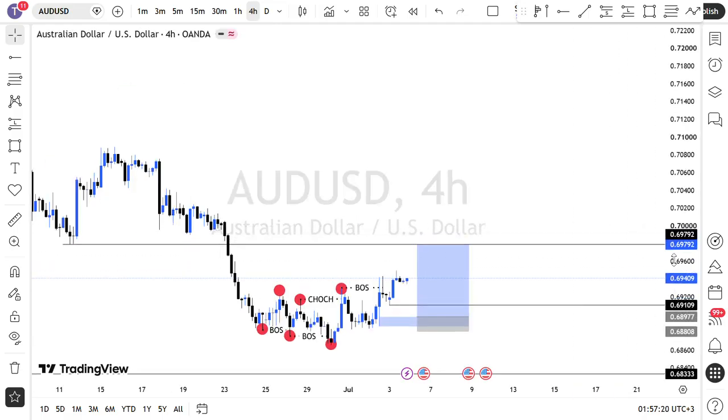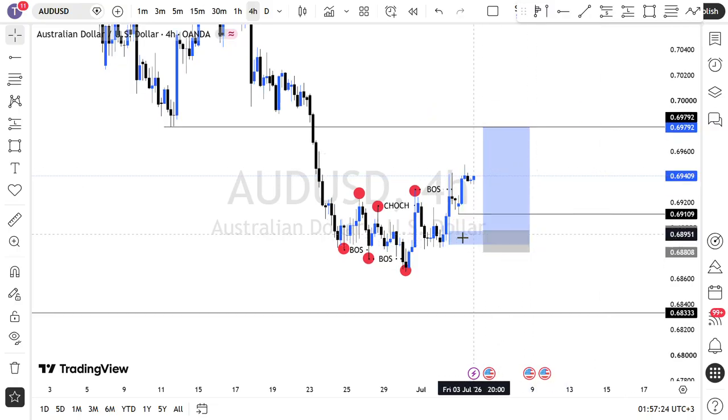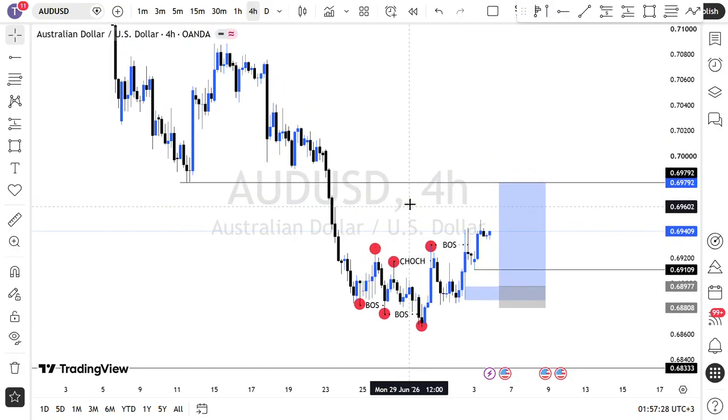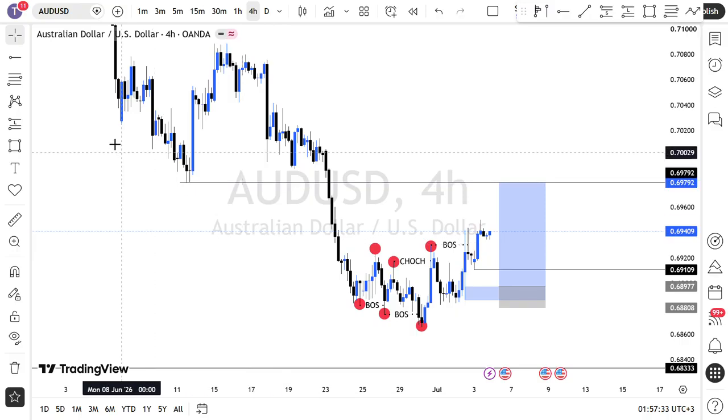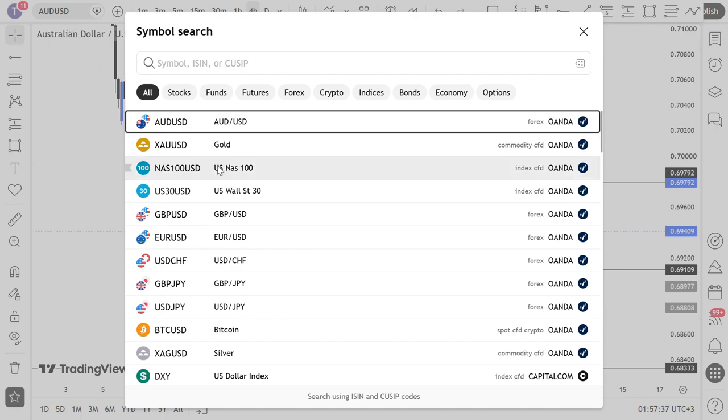So that is what I think on AUD USD. Let us be looking for some small buying opportunities from this point here, and then we target this support and resistance level. So that is my view, guys. Let me know what you think in the comment section if you have a different idea.